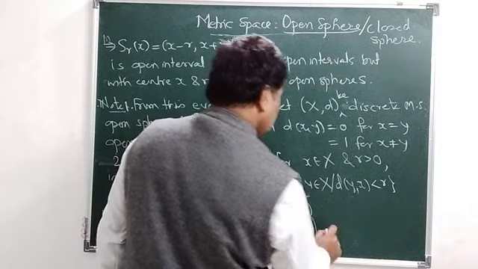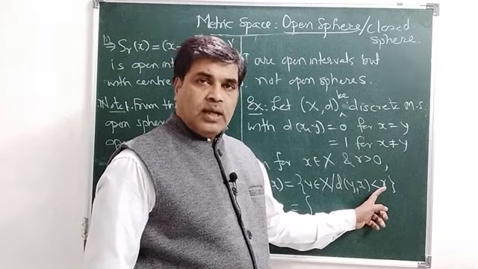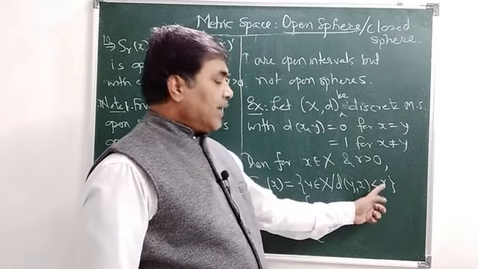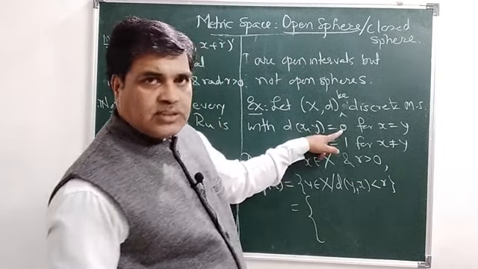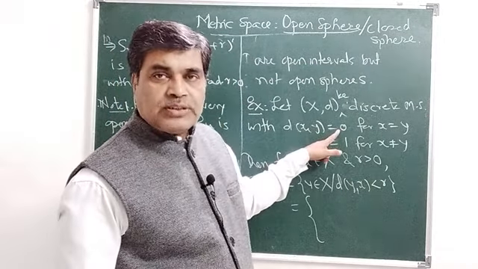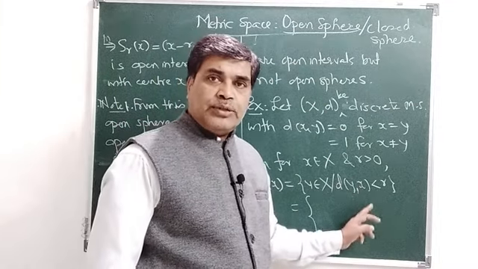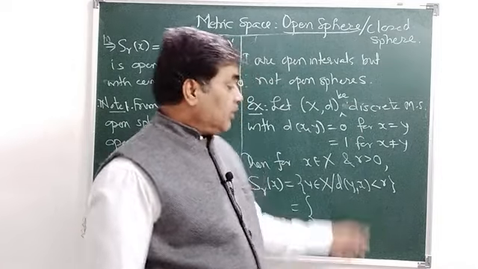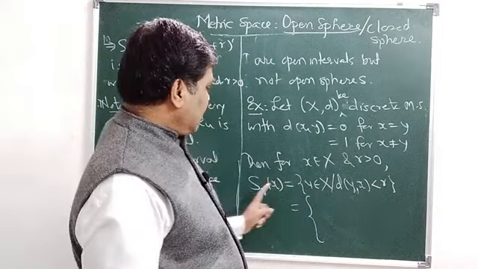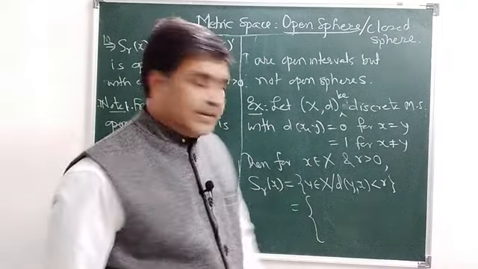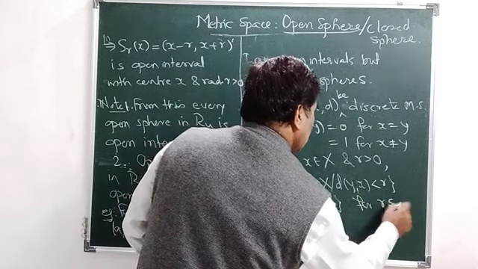Now if I take r equal to 1/2, then d of y, x less than half takes only distance 0, so x and y must coincide, y equal to x. This is true for r equal to 0.1, 0.2, 0.999. In fact, if I take r equal to 1 also, then S_r(x) takes only a single point, so it is just x for r less than or equal to 1.